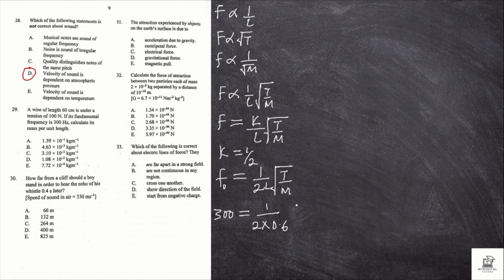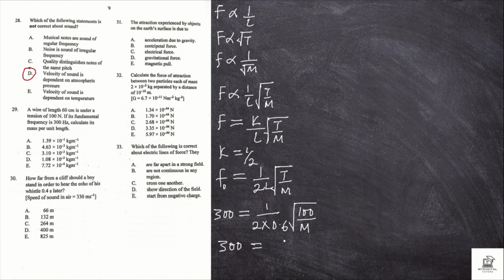Then the square root of the tension is given to be 100, isn't it? The tension is given to be 100, then all over mass per unit length, that is what we are looking for, mass per unit length. Are we together? So from here, you can square both sides in order for us to remove the square root here. So first, let's simplify it further.